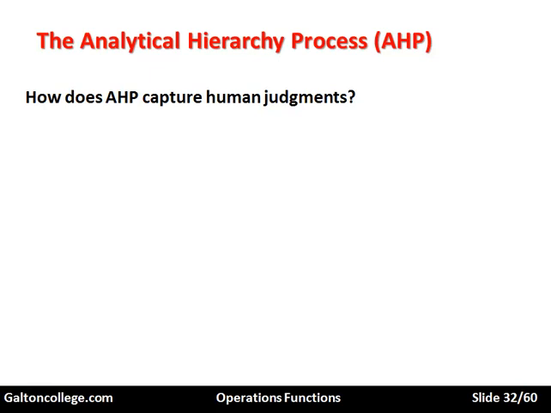The operations manager has to figure out how to deliver a particular project and has to allocate resources, allocate people to particular tasks, and will have to use some sort of judgment. So how does the hierarchy, the analytical hierarchy process, capture human judgments?